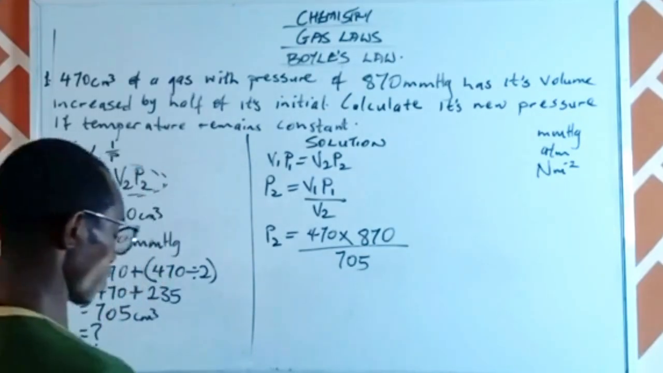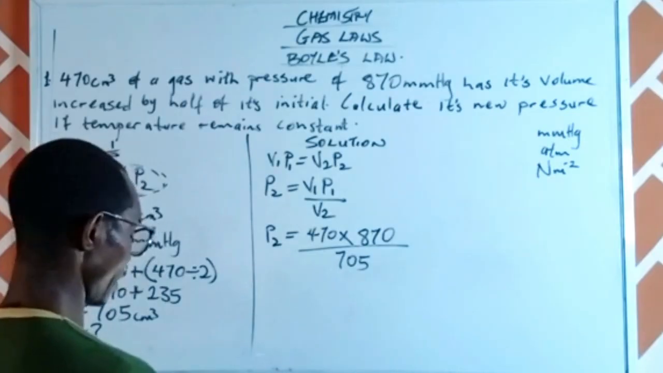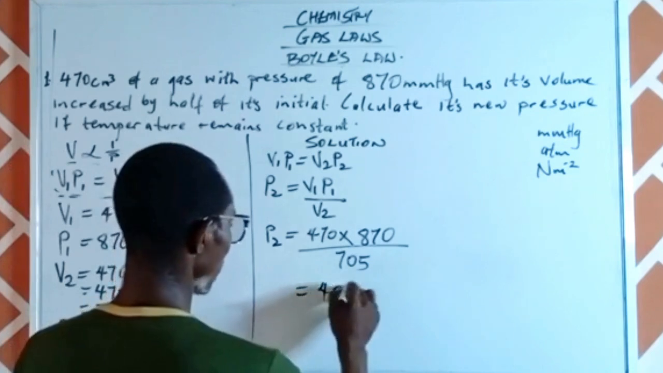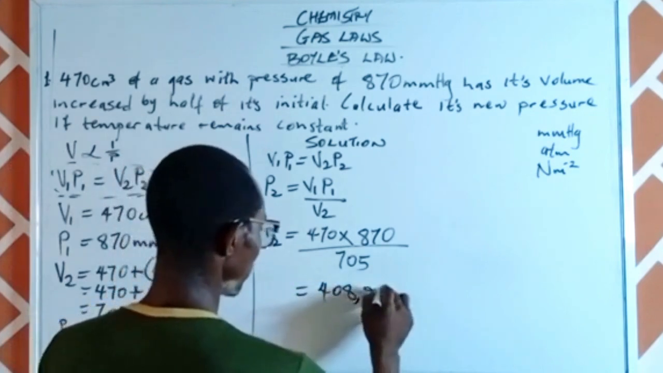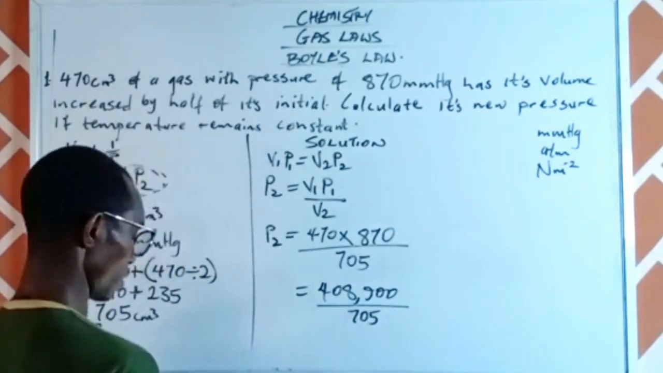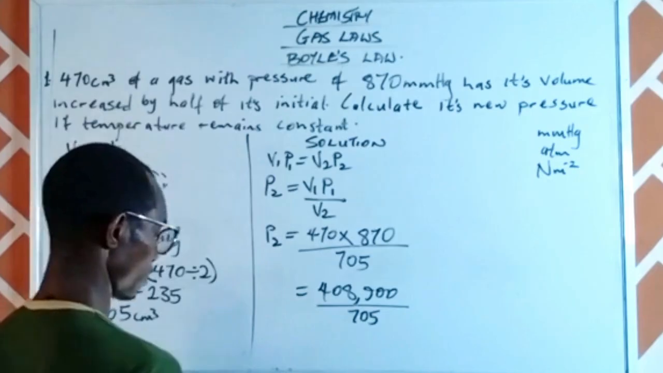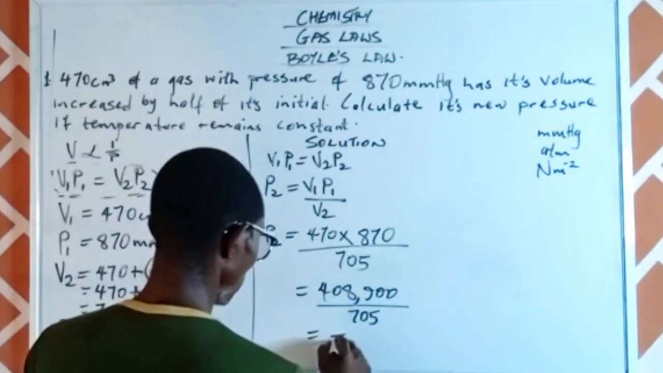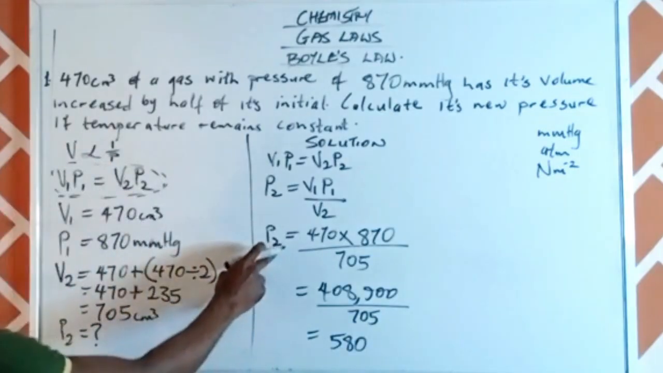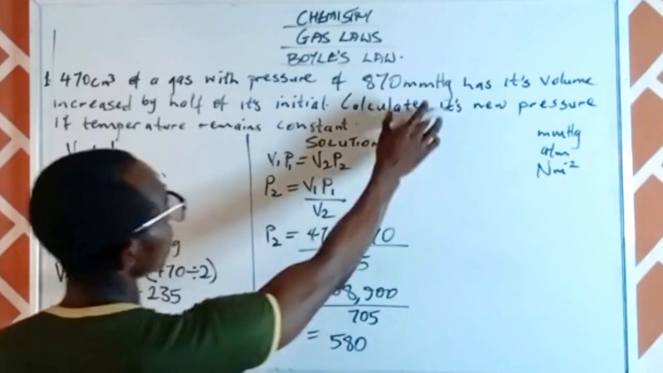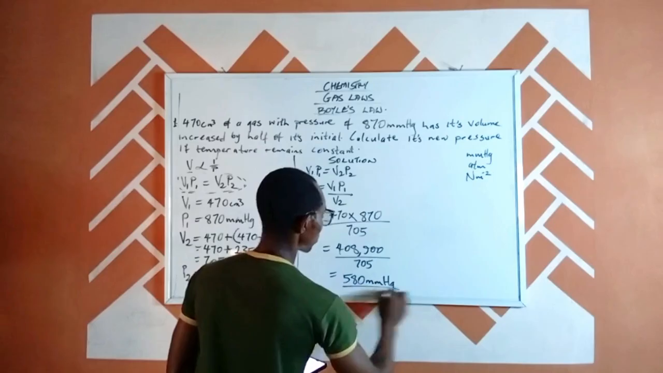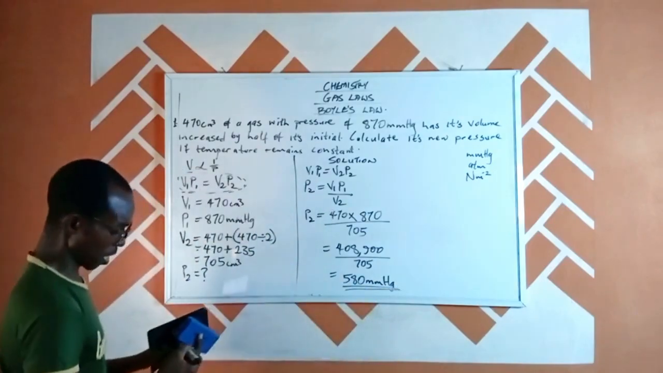Calculating this now, we have 470 multiplied by 870. So that is giving us 408,900, divided by 705. Divided by 705 is giving us 580. Since it is our pressure that we are looking for, and our pressure is in millimeter mercury, this is what we are having here. So this is the final answer for this particular question.